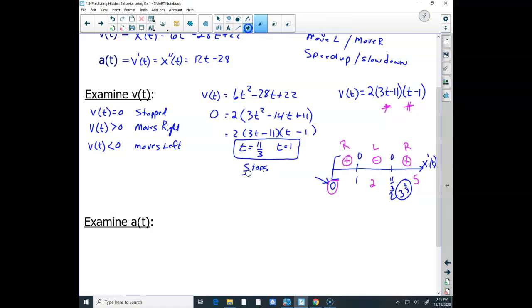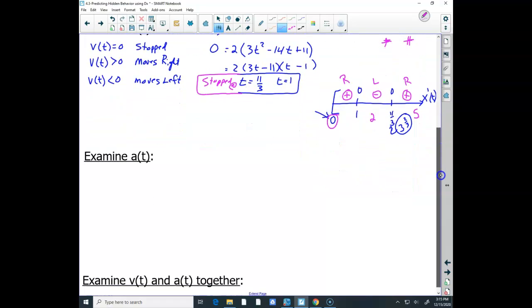Okay? So when I'm describing this motion, I'm going to come back here and cheat up a little bit. I'm going to say stopped at these values. And then I'm going to give my intervals for right and left. So I'm moving right, and it's moving right from where? From 0 to 1, and then it's moving right again, union with 11 thirds to infinity.